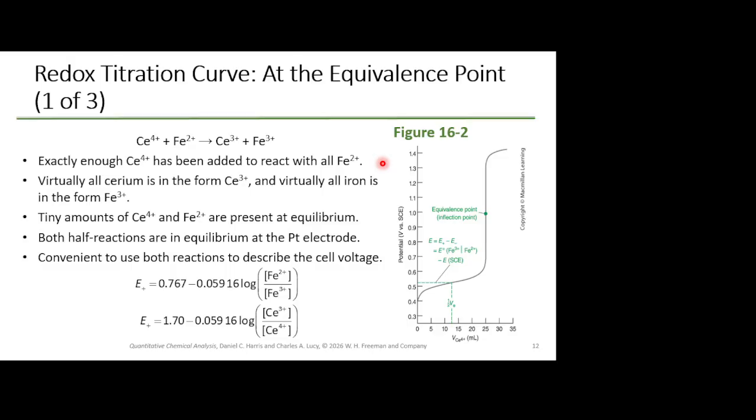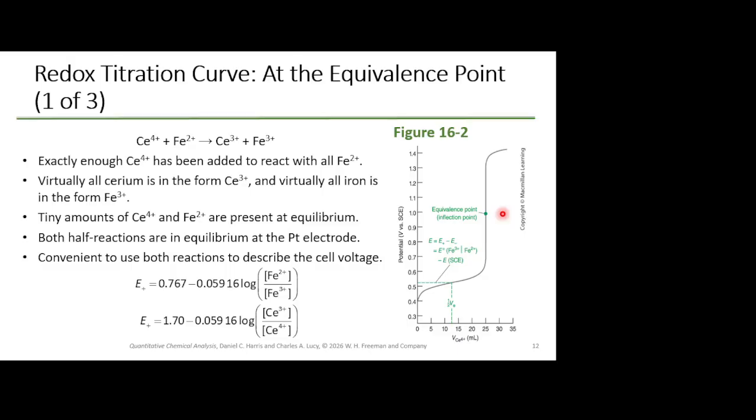Now, exactly enough Ce4+ will have been added at the equivalence point. And so when we get to the equivalence point, what we're going to see is that we have converted all of the Fe2+ to Fe3+. We'll have the exact same amount of Ce4+ added as there is Fe2+, right? And so that's our equivalence point right there.